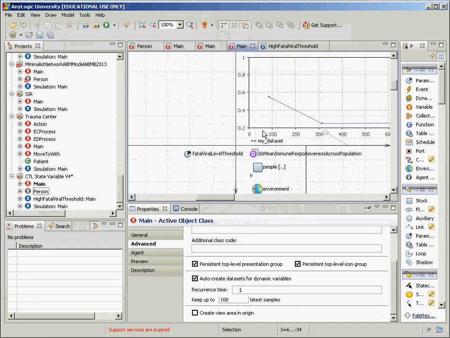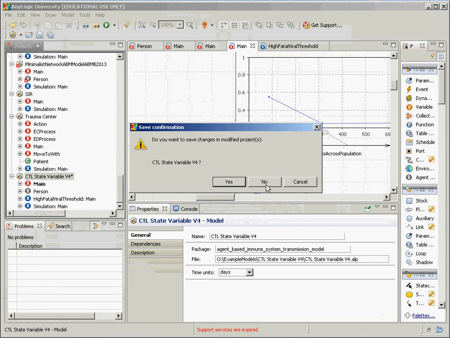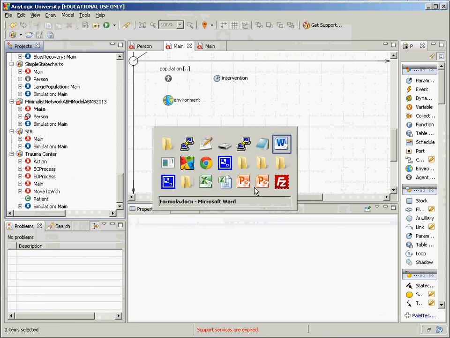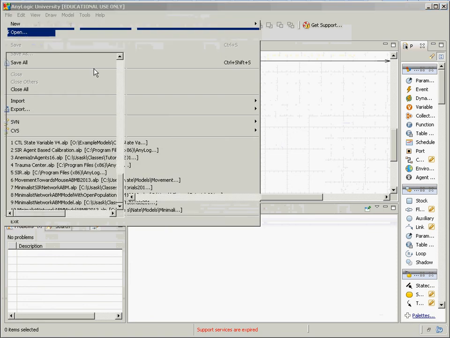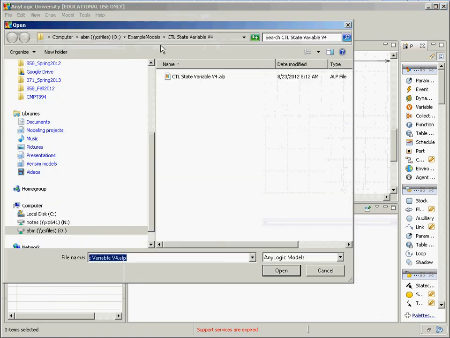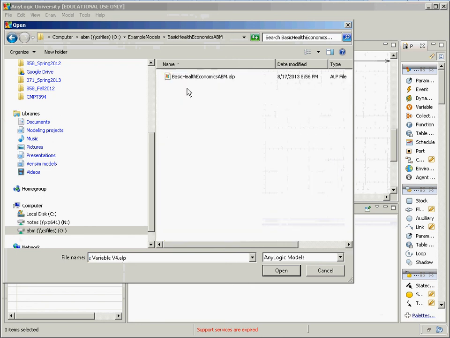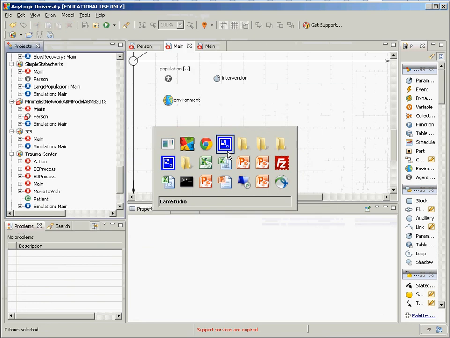The second model I'd like to take a look at is called Basic Health Economics 1. This also enjoys a confluence of both system dynamics and agent-based modeling, but it does so in a fashion where the system dynamics is playing out at a higher level than the agents.